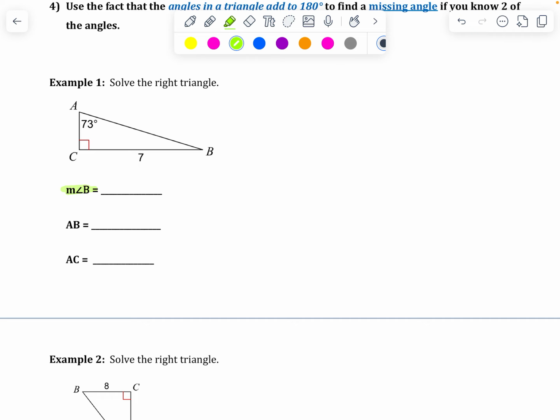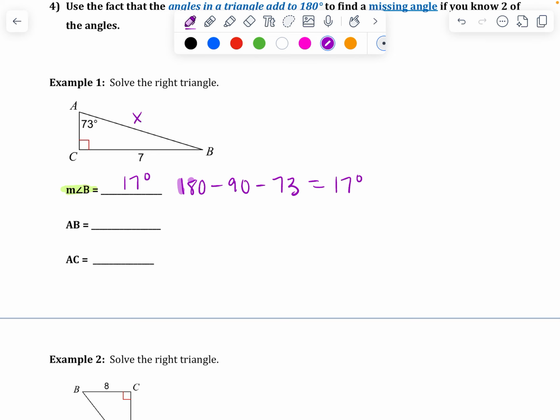So we're going to use option 4 up above, where it says all the angles in a triangle should add to 180. If we take 180 degrees and subtract the 90 degrees and the 73 degrees, we have the third missing angle, which ends up being 17 degrees. We can use the fact that all 3 angles add to 180 because we're only missing one of the 3 angles. When we go to solve for AB, let's put an X on AB.